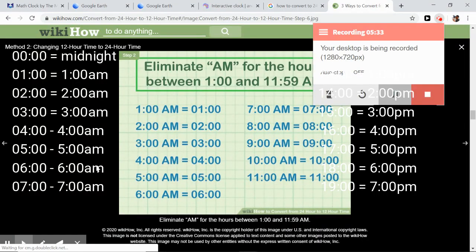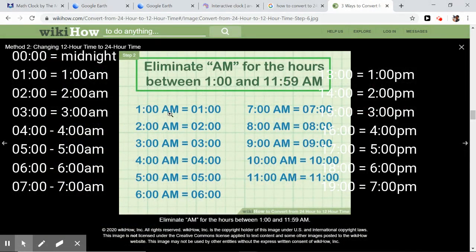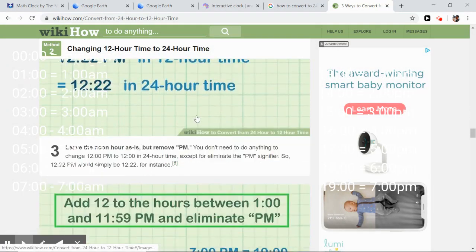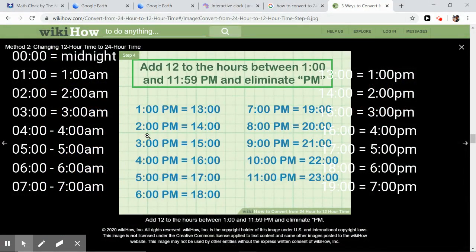So you'll notice that for all our AM times, our 24-hour clock starts with a 0, apart from 10 and 11. And then when we're doing our PM times, you'll notice that if it's 1 p.m., it then becomes 13. So what we can do is add 12 every time to turn it into 24-hour.